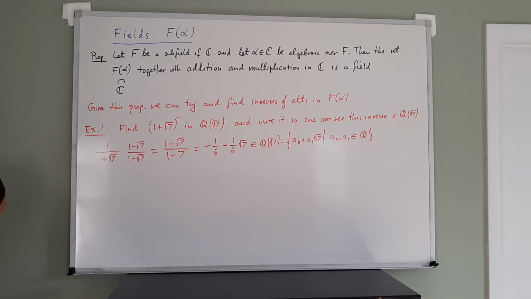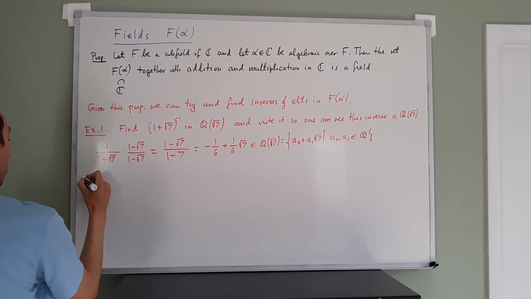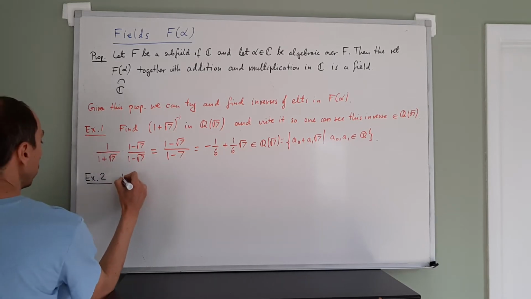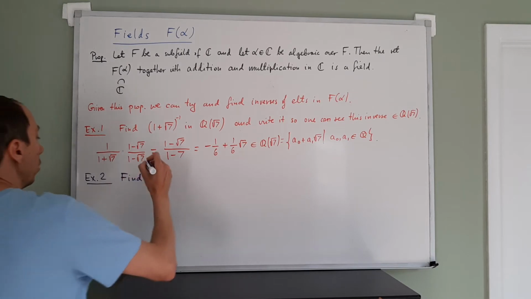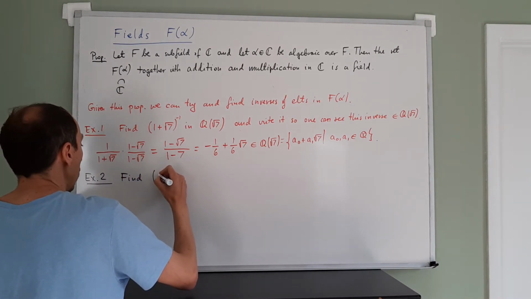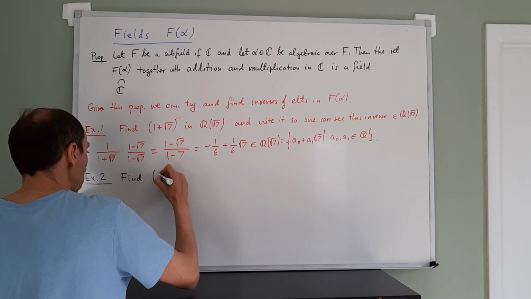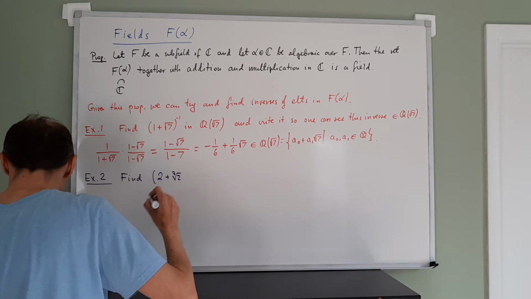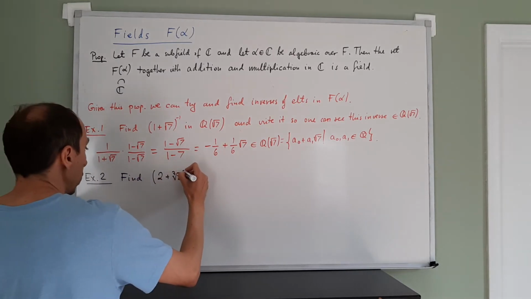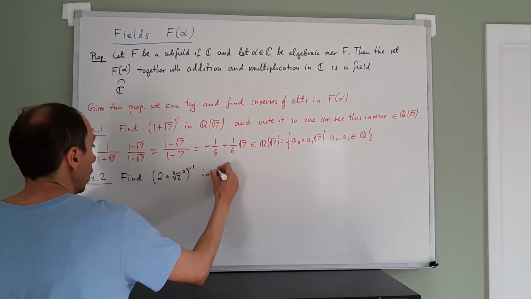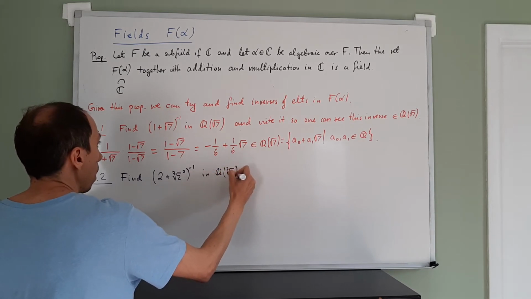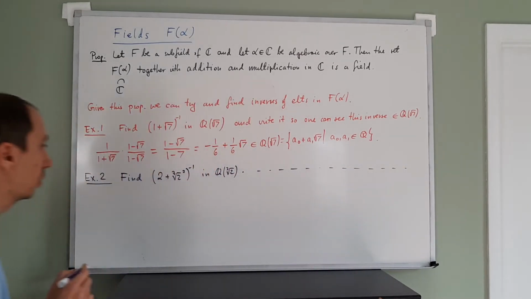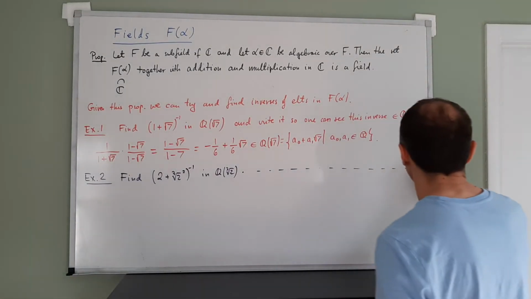Let's do another example. So example 2, with a slightly more difficult situation. So let's find the inverse of maybe 2 plus cube root of 2 squared. Cube root of 2 squared. And the question is the same, and I write it so that I can see that the inverse belongs to this field Q adjoining cube root of 2.